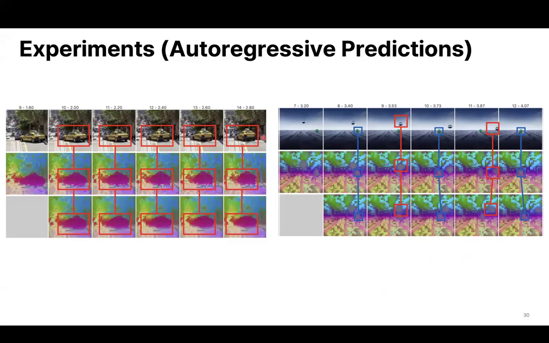Here, they visualize autoregressive prediction of the DINO-World model. The top row shows the input image frames. The middle row is the encoded feature of this RGB image. And the bottom row is the model's predicted features in latent space.